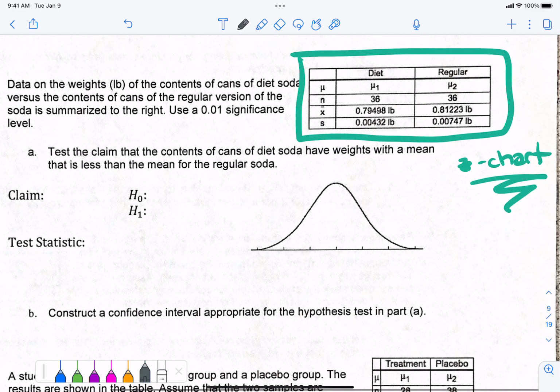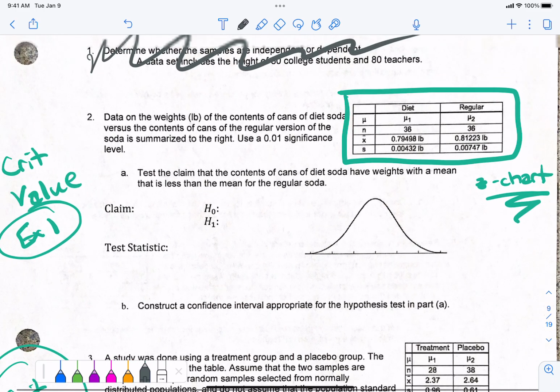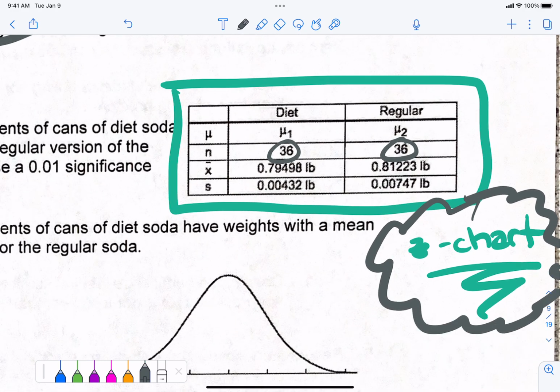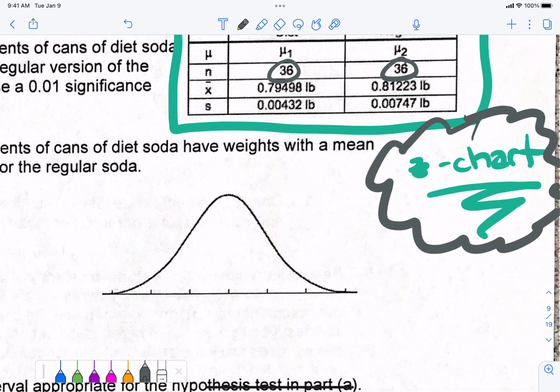I'm going to talk about number 2 real quick because I wrote this little note: Z-chart. Why Z-chart? Both of my n's are greater than 30. What happens if one of your n is less than 30 and one is greater than 30? You have to use t because you can never assume more accuracy than what you have. So you would have to go down to t. Since we're on the z-chart, we don't need to worry about degrees of freedom.